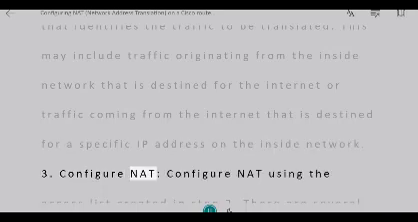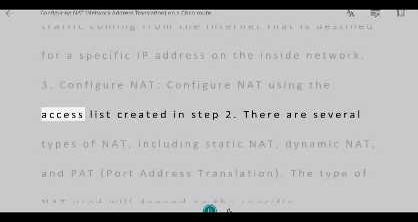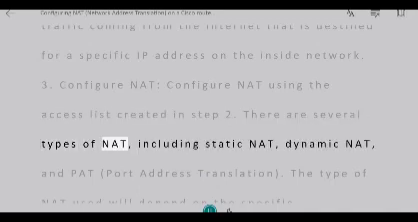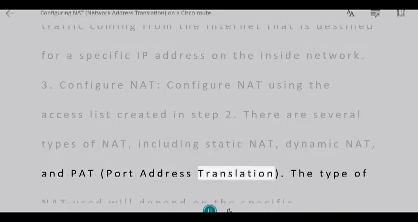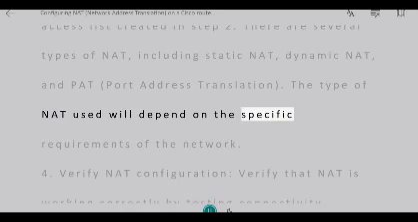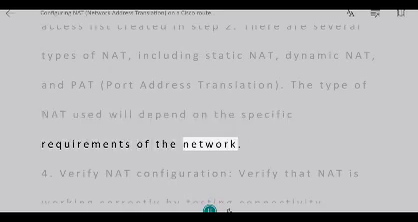3. Configure NAT. Configure NAT using the access list created in Step 2. There are several types of NAT, including static NAT, dynamic NAT, and PAT, port address translation. The type of NAT used will depend on the specific requirements of the network.